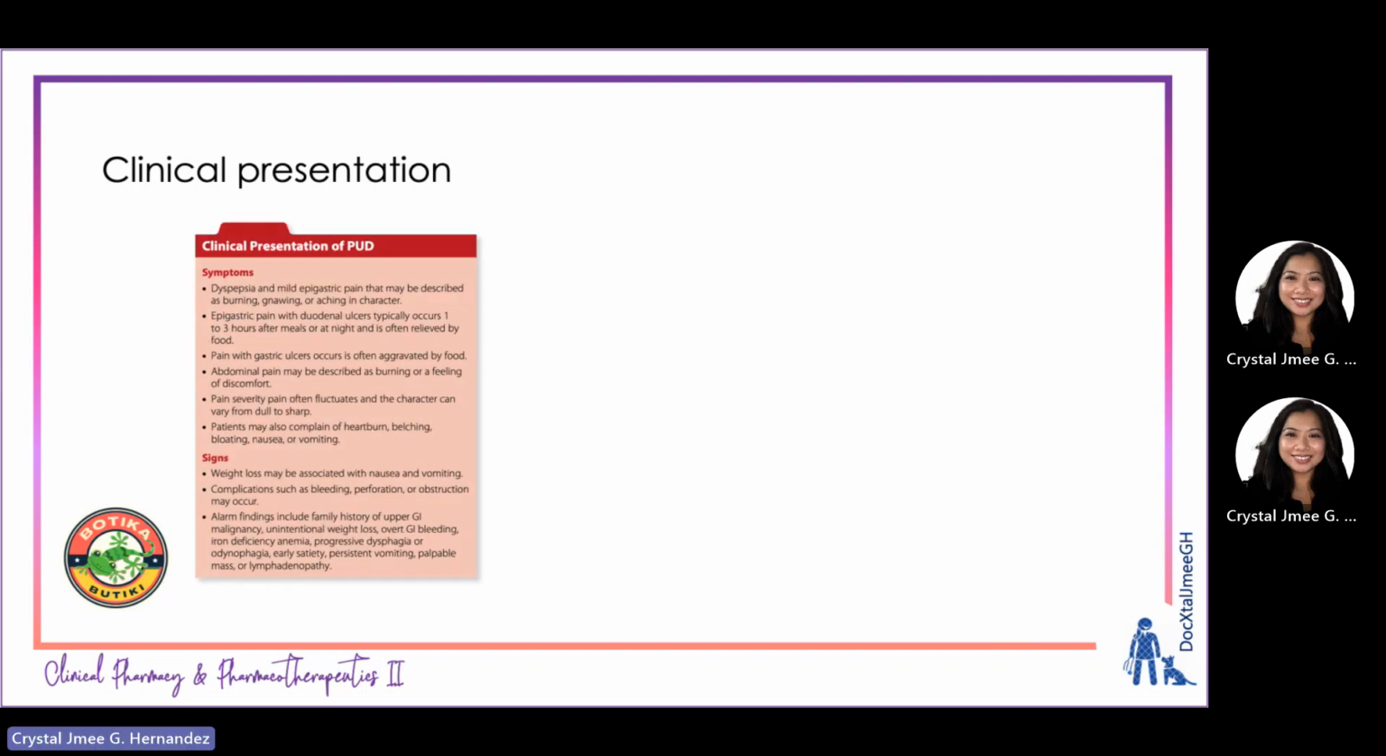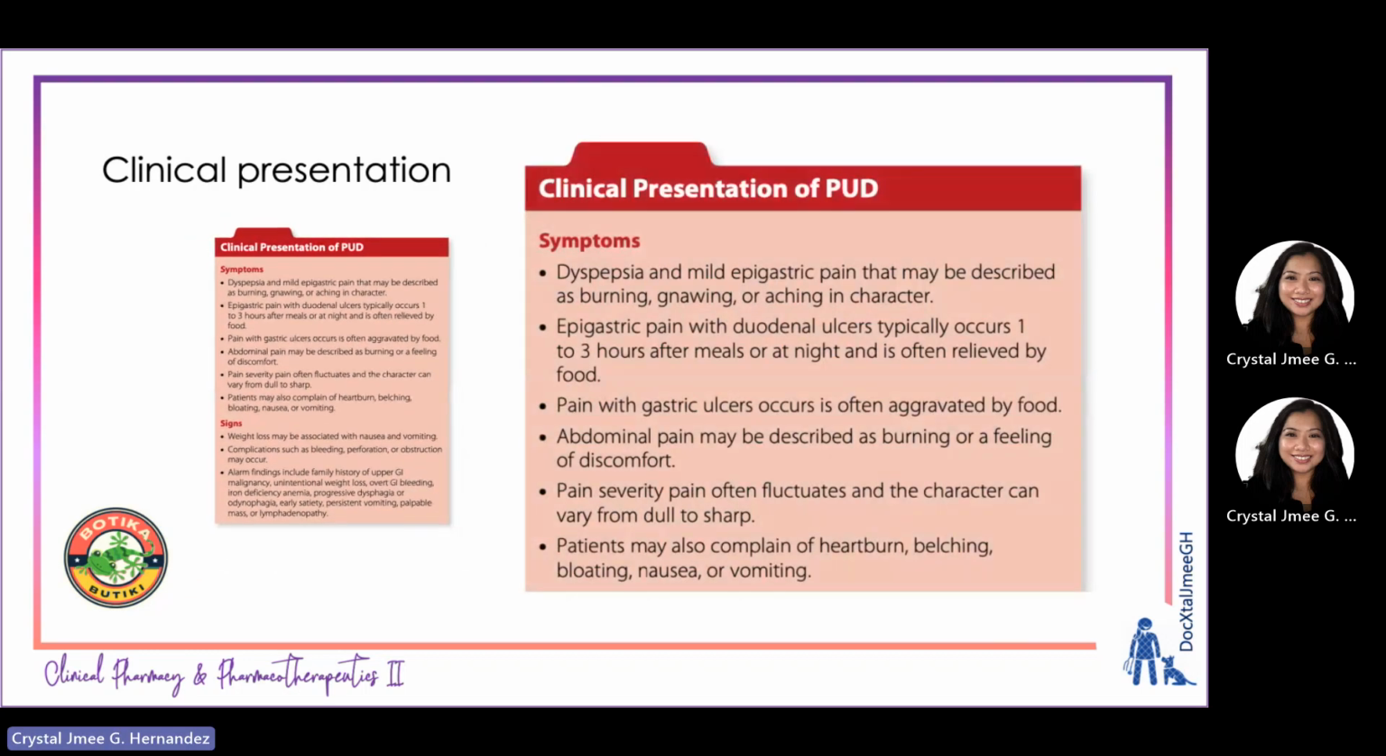So for the clinical presentation, we have dyspepsia and mild epigastric pain, described as burning, gnawing, and aching. Epigastric pain with duodenal ulcer typically occurs 1 to 3 hours after meals or at night. Pain with gastric ulcer is often aggravated with food, since if the ulcer is within the stomach and the patient takes in food, the ulcers would be more exposed to the food and acid, so the pain is aggravated.